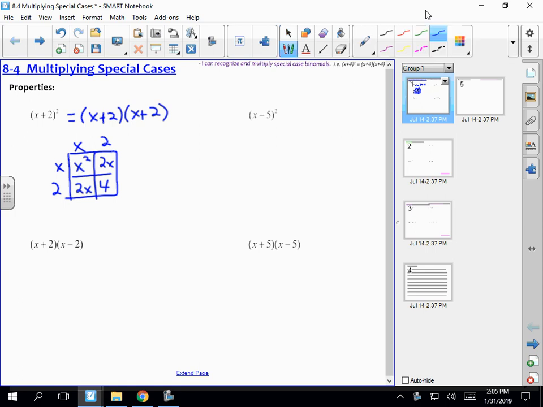So using the idea that we did last time, we have x plus 2 times x plus 2. We're using our distributive property, representing it in this little table or box. I combine my like terms, and I get x squared plus 4x plus 4. Now, that's easy to do.